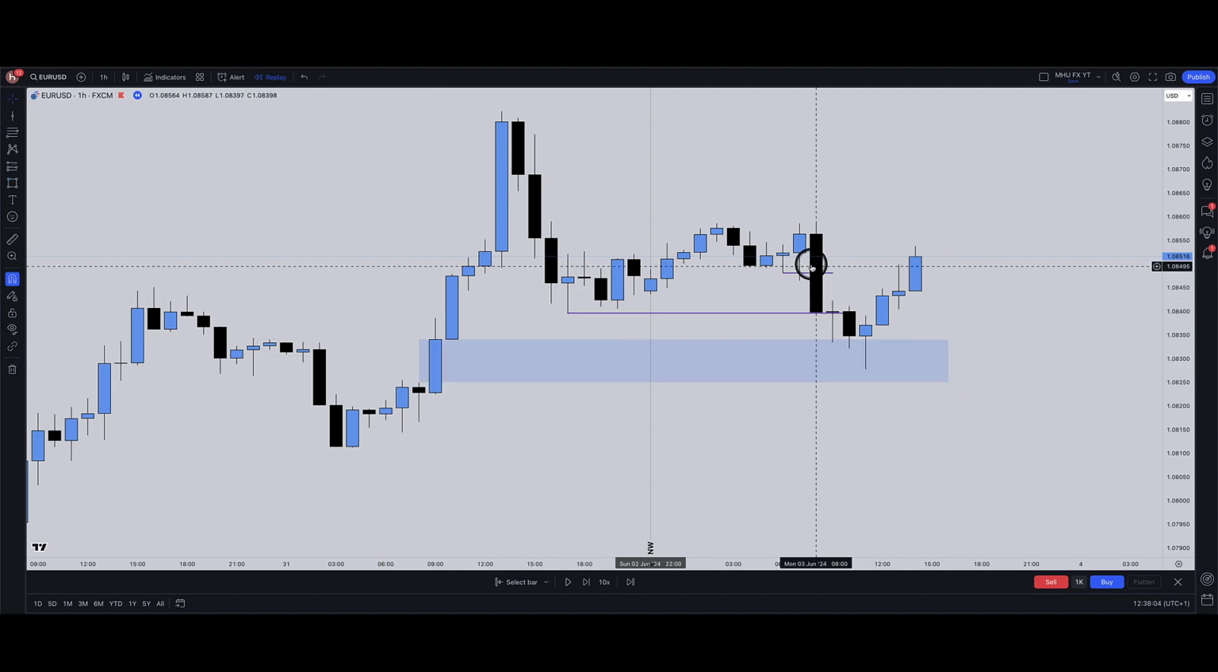You can see we dropped into this level from, this is Monday Asia. In London, we dropped right down into our 1 hour imbalance. This is where I'm expecting price to get bullish. I'm expecting price to be bullish here, and price begins to run higher. Bear this in mind now.